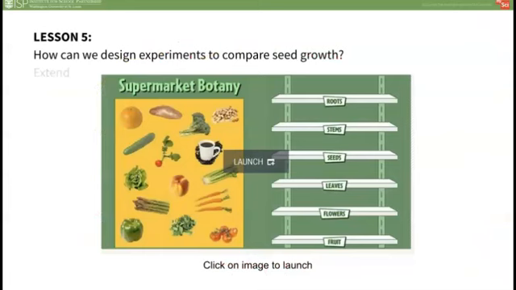In the optional Extend activity, students will discover that plant parts are used for many different things. Explore the Supermarket Botany website at PBS Learning Media to find out some of the food uses we have for plant stems, roots, and leaves. If time allows, this can be completed as a whole group, or students can explore this individually if they have access to computers. Additionally, you may want to bring some of these foods in for students to examine.